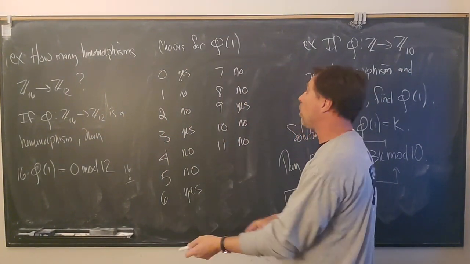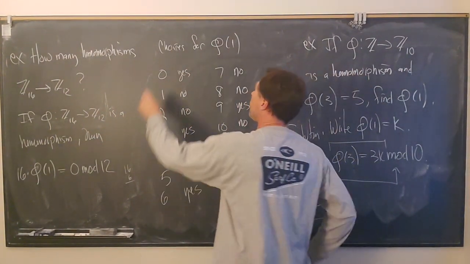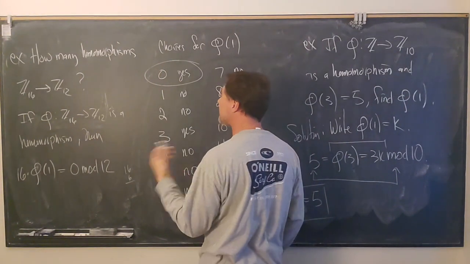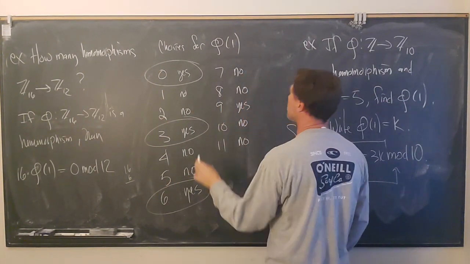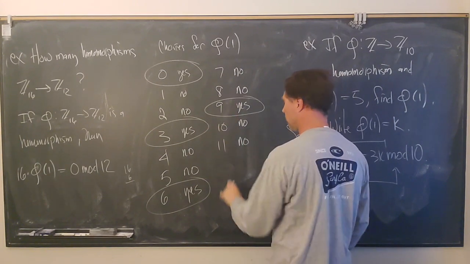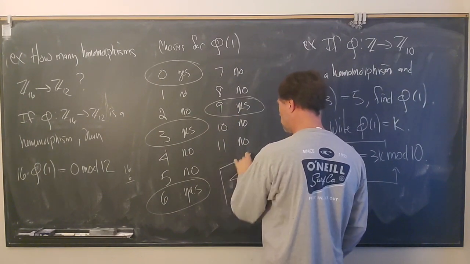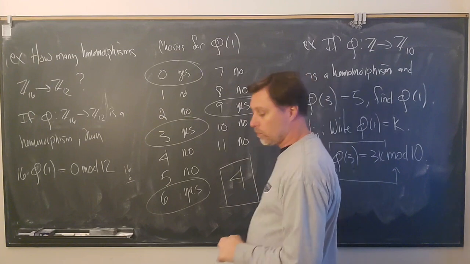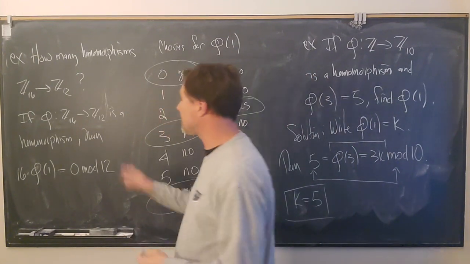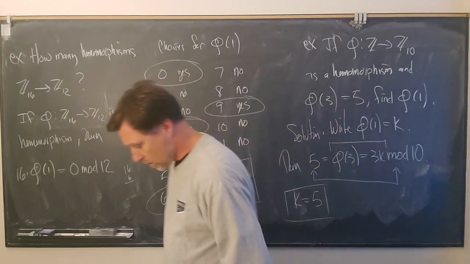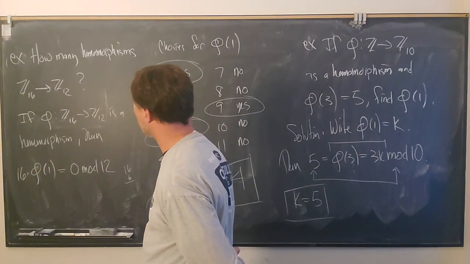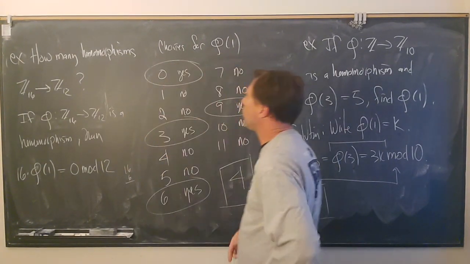So how many homomorphisms are there? Well, they correspond to our choices that satisfy the conditions of the universal mapping property, and so those are going to be those right there. So there are exactly 4. These are the ones for which the output satisfies the condition in the universal mapping property. So this tells us how many homomorphisms there are.